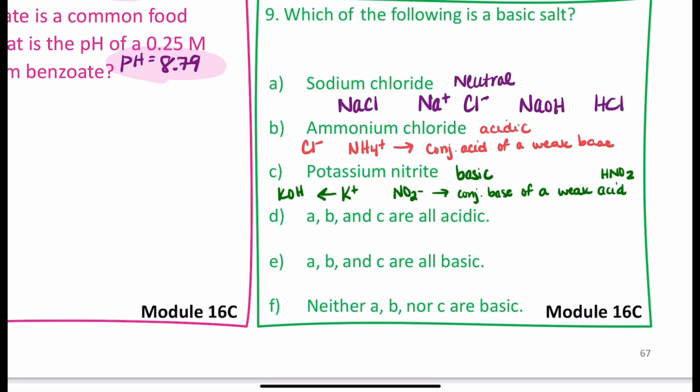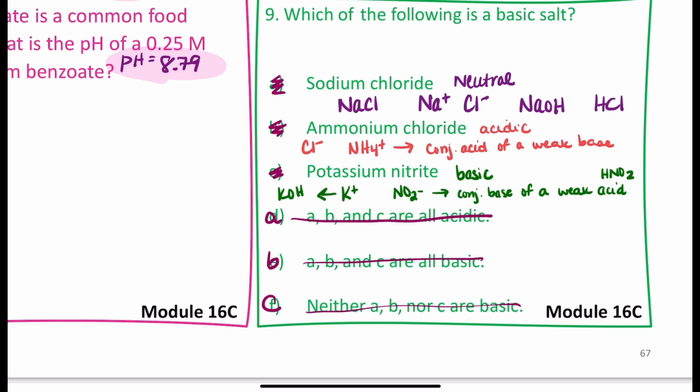So let's look at the options. Okay, definitely need to reformat this slide. I apologize. So these should not be here. This should be A, B, and C. What are the options? I know they're not all basic or all acidic. None of these options are correct. I need to fix the slide. Neither A, B, nor C are basic. That is incorrect as well.